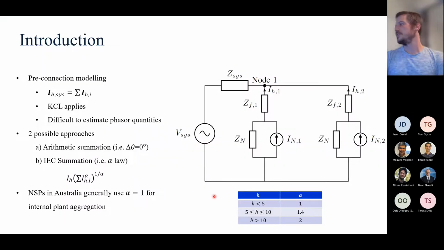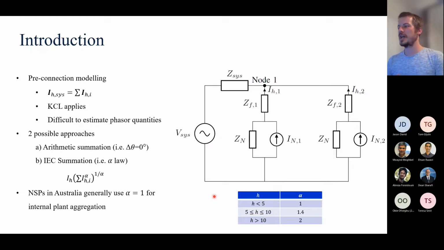That's blasted through harmonic allocation nice and quickly. We're going to jump straight into source aggregation. So when we talk about harmonic source aggregation, I apologize for the speed, I'm just trying to get through. There's a lot to discuss here, so plenty of time for questions later.